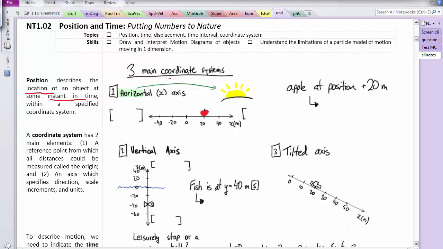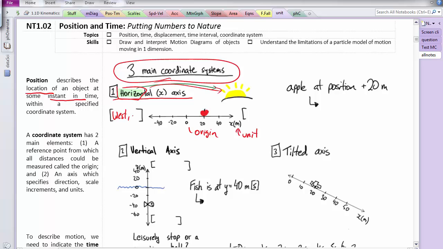Well, there are three main coordinate systems that we're going to look at right now. They're all one-dimensional. The first one is the horizontal x-axis. You can remember this is left to right because of the horizon: the sun is over here, horizon, left and right, okay? So every coordinate system requires an origin, and requires a unit, so we know if it's meters or kilometers. To the left is the west or negative direction, and on the right is the east or the positive direction.